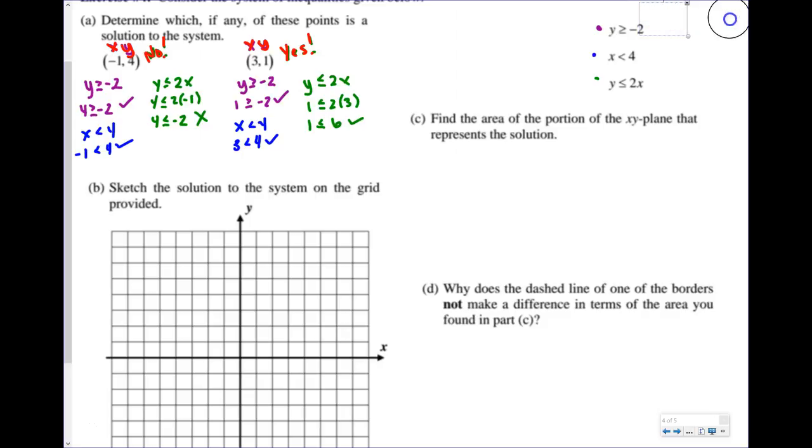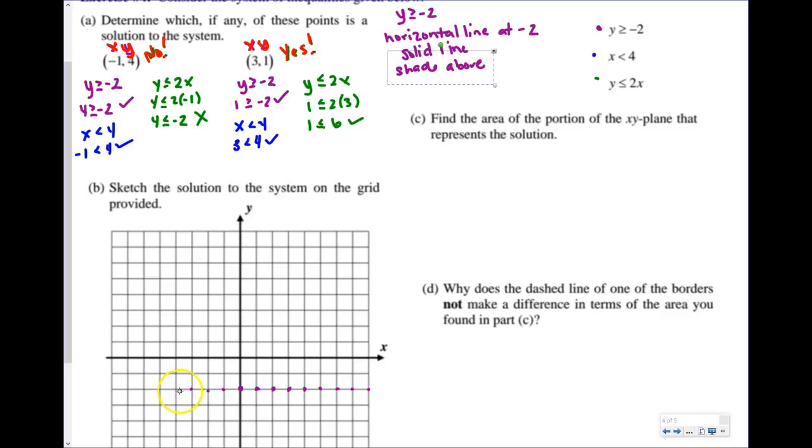Actually, let's write this somewhere else. So y is greater than or equal to -2 is a horizontal line at -2, and I want a solid line, and I'm going to shade above because it's a greater than. So I'm going to go to -2 on the y-axis, which is right here, and I'm going to make my points all at y is greater than -2.